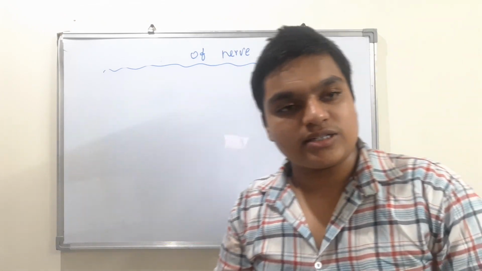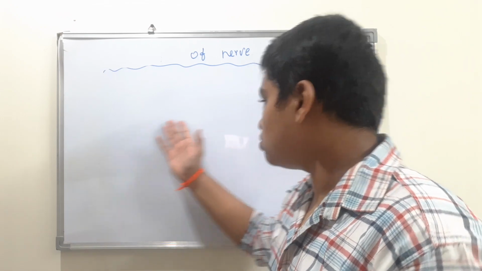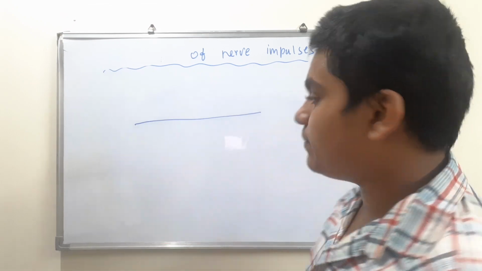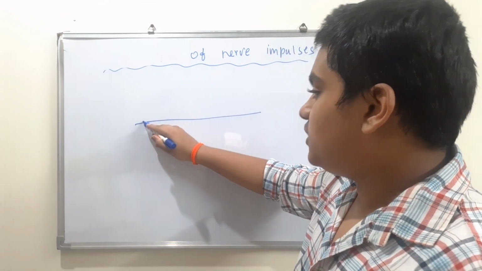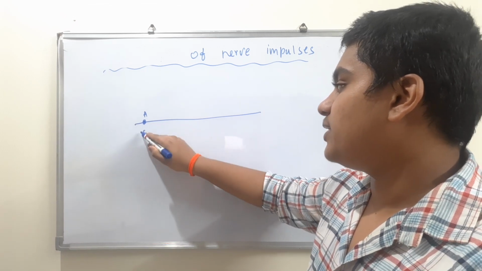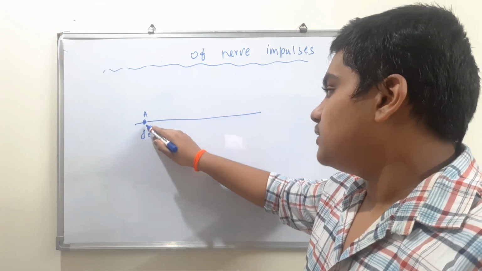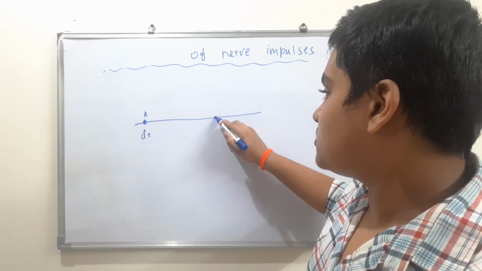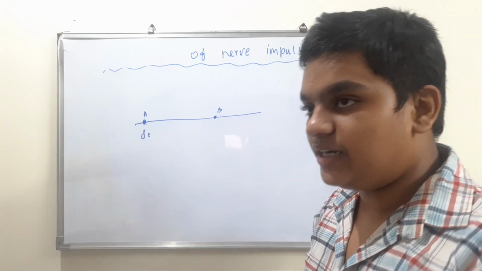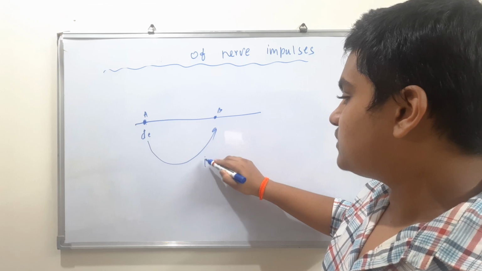Before going into chemical synapse, let's see how this electrical impulse is passing through the whole axonal membrane. If this is the axonal membrane, at this site stimulus is applied. Here the membrane is depolarized, and this is site B. If it is depolarized at site A, the current flows from A to B inside the membrane.